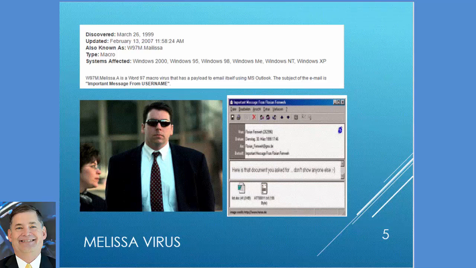As I composed the last email of the day, a message hit the inbox of my Microsoft Outlook email application. The subject line read, "Important message from Jane Doe." I viewed the message, and the body read, "Here is that document you asked for. Don't show anyone else. Winky face." Attached was a Microsoft Word document titled list1.doc. Although I hadn't requested any documents from Jane Doe, I was expecting a couple of them from other people. It wasn't inconceivable to think that she had become involved, even though I didn't know who she was.